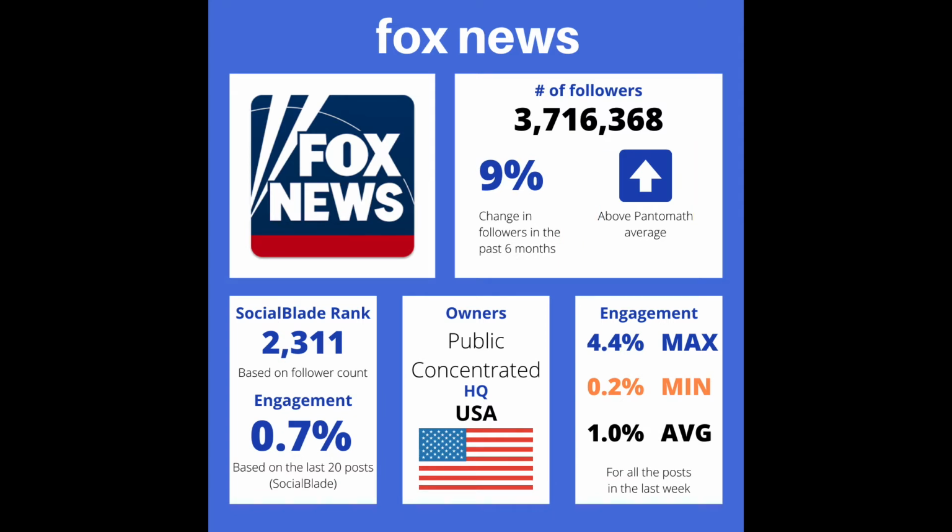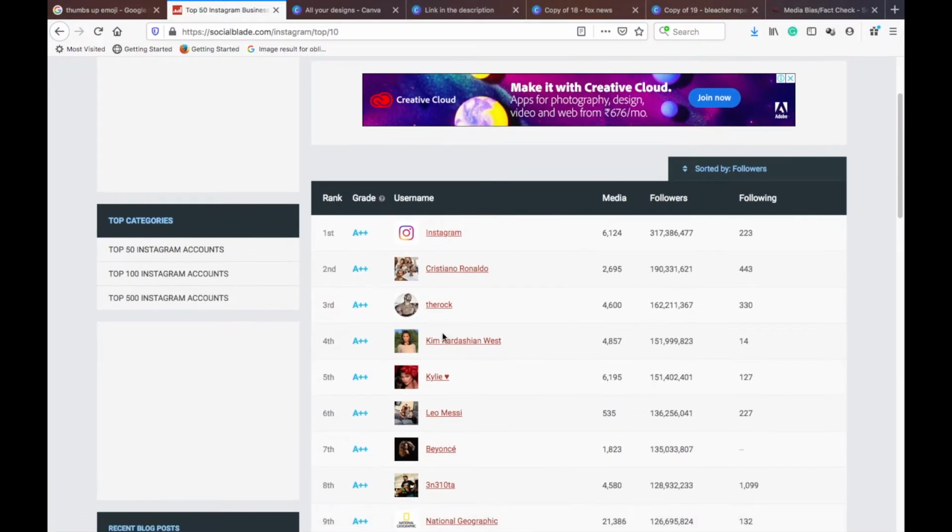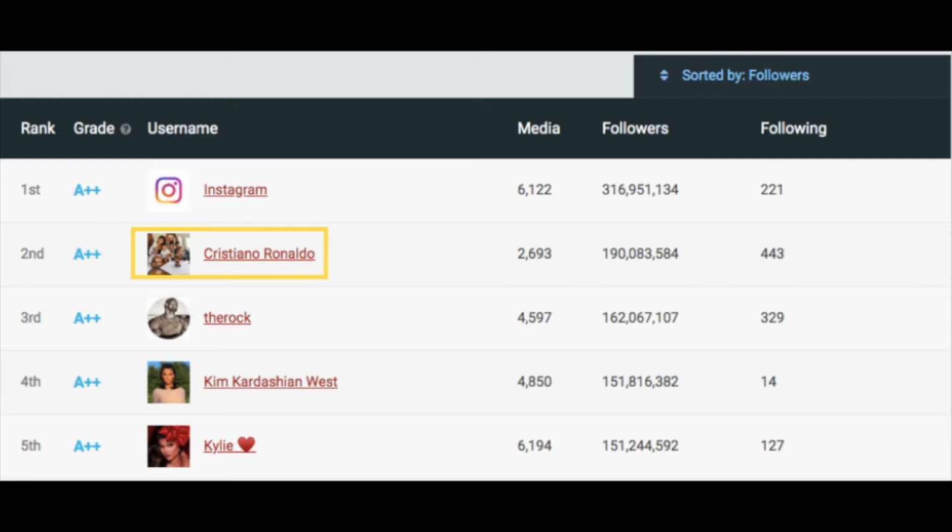Let's start on the left, which is sort of the Social Blade box. You have 2 metrics here, the Social Blade rank and the engagement based on the last 20 posts. The Social Blade rank is essentially what position they're in from the list of most followed accounts on Instagram. That list is topped by Instagram, then Ronaldo, The Rock, Kim Kardashian, and Kylie Jenner.